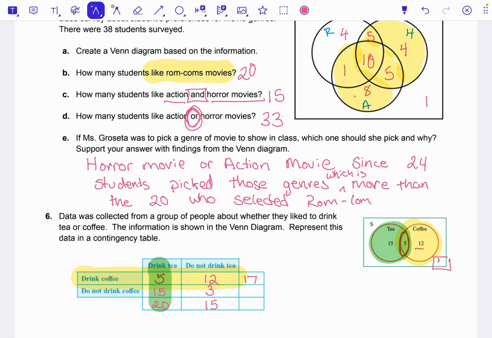So 15 and 20 plus 15 is 35. And this is 18. And I'd always like to double check. 17 plus 18 is also 35. So check, I filled in my two-way table correctly.